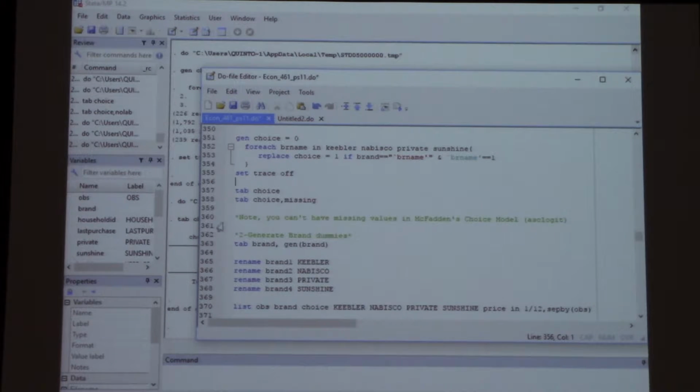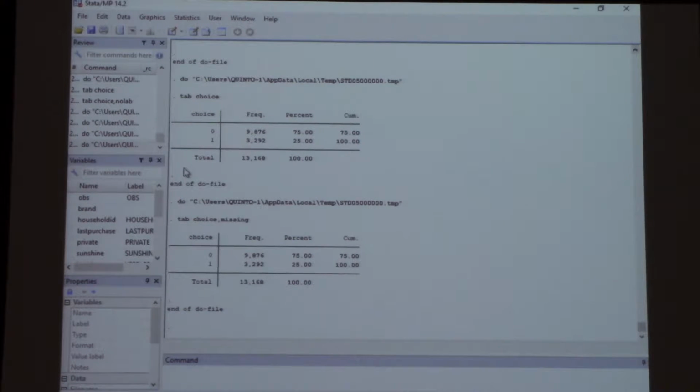So we tab choice, it's a binary. You should always do tab missing because these models are sensitive to missing observations. So we want to make sure we don't have any missing observations, and we don't, so that's good. All right, let's check out our data.